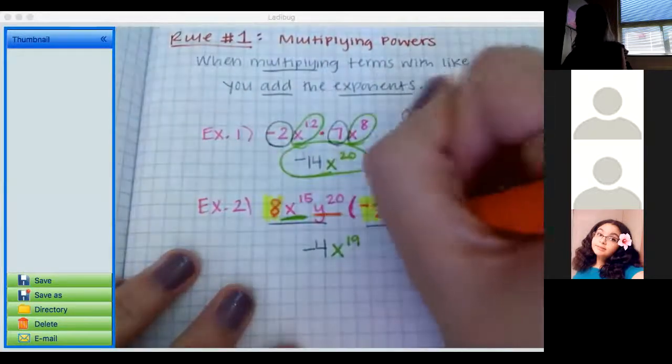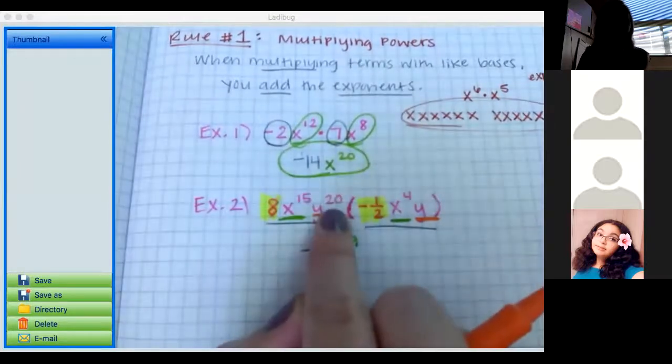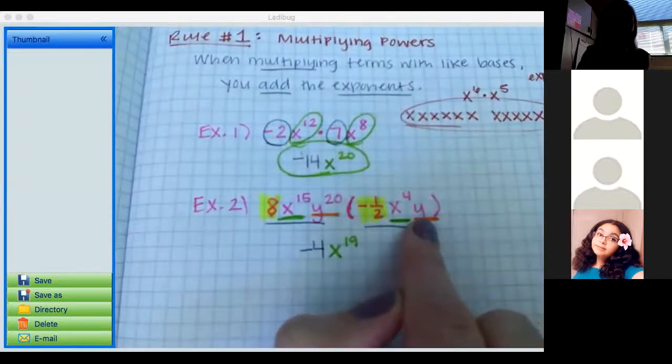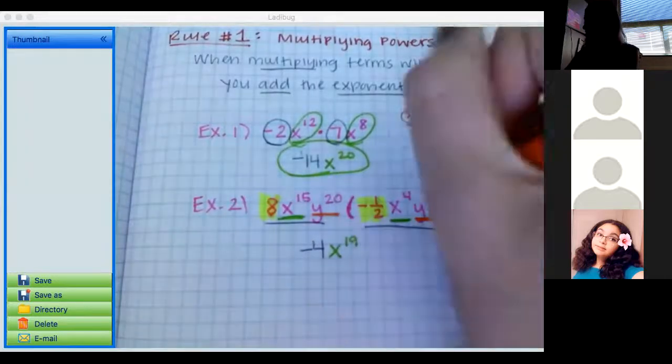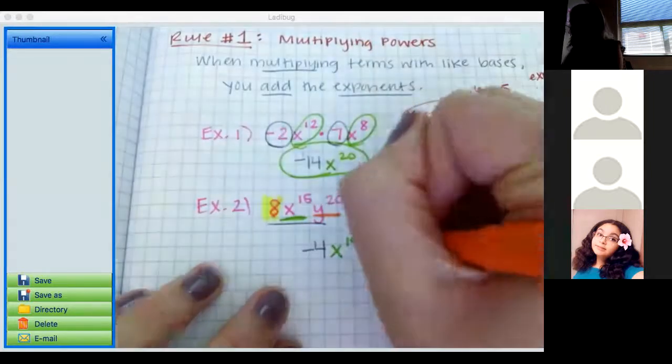Y goes with Y. We got to be careful on this one. I gave y'all a tricky one. We know this is 20 Y's, right? How many Y's is this back here? 1. Oh, good. That's 1 Y. So how many Y's do I have now? 21. Very good, y'all.